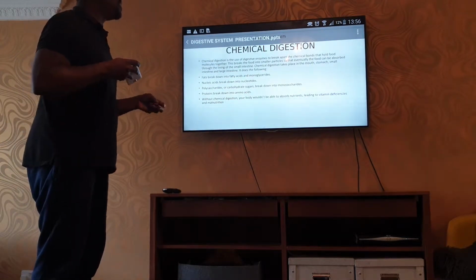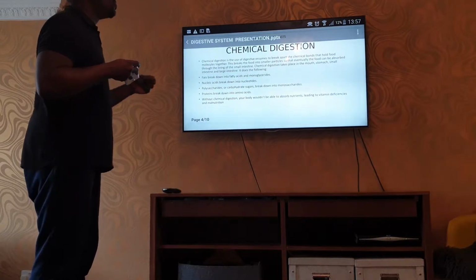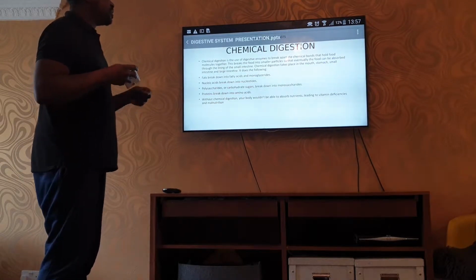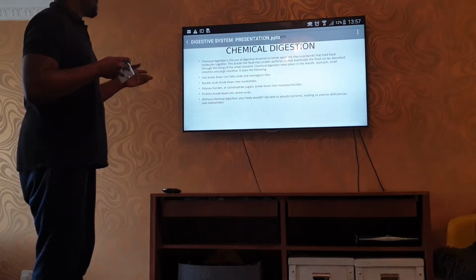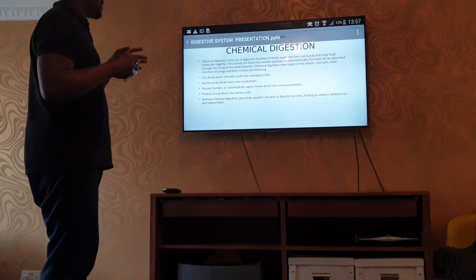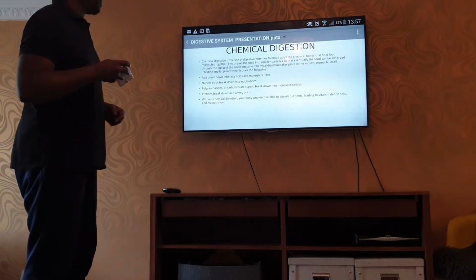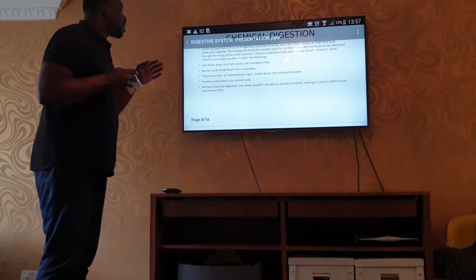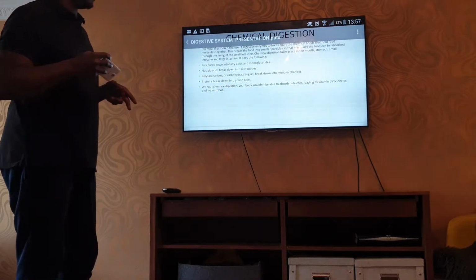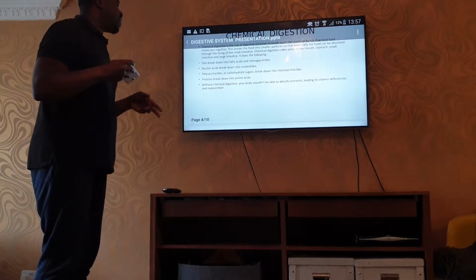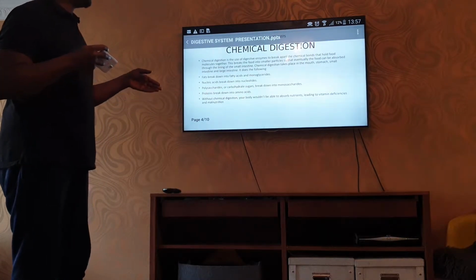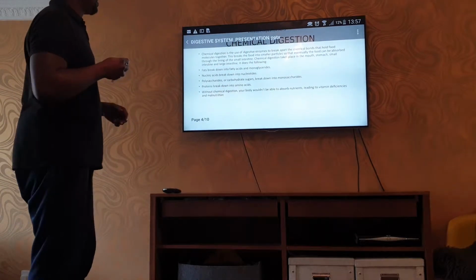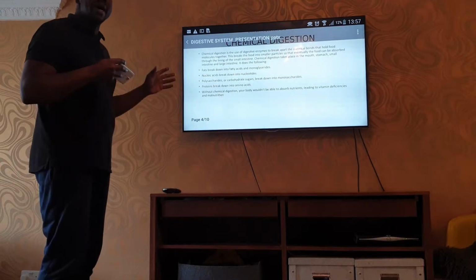Chemical digestion takes place in the mouth, stomach, small intestine, and large intestine. It does the following. Fats are broken down into fatty acids and monoglycerides. Nucleic acids are broken down into nucleotides. Polysaccharides, or carbohydrate sugars, break down into monosaccharides. Proteins are broken down into amino acids.